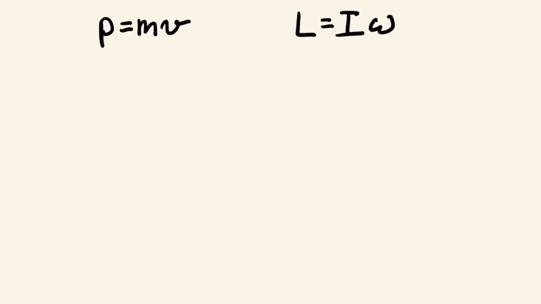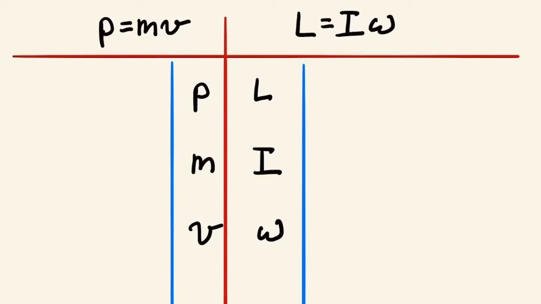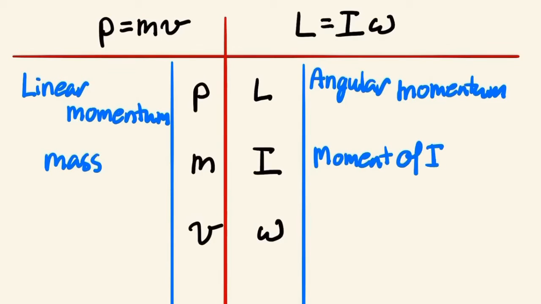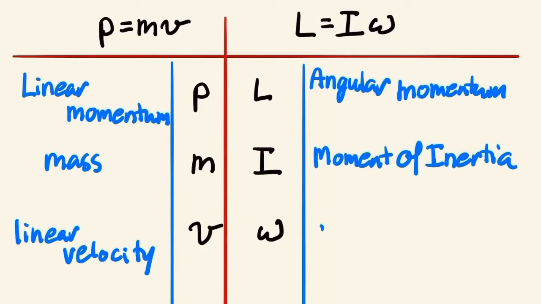We've established two equations for momentum. Let's break them back down. P signifies linear momentum, and L, angular momentum. These represent both straight line and circular motion, respectively. M represents mass, and I, moment of inertia. V is the linear velocity, and omega is angular velocity. These two equations represent the same concepts in both linear and circular motion.